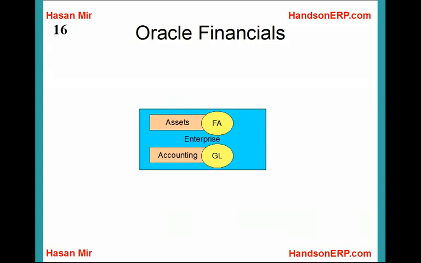So all the information flows from different modules. All the accounting information flows into this general ledger module, which manages the accounting, and all the financial reports are run out of the general ledger module that tells anybody about the health of the company.